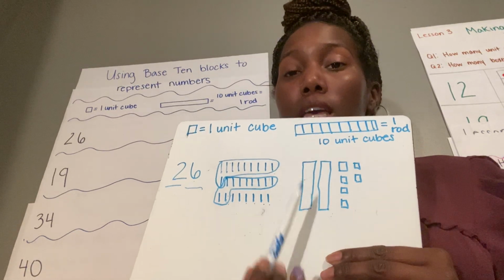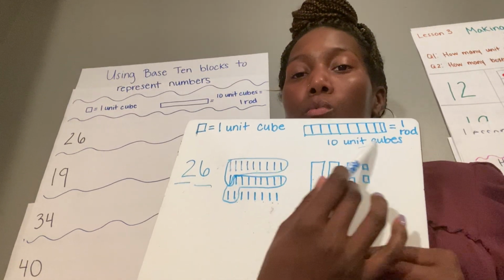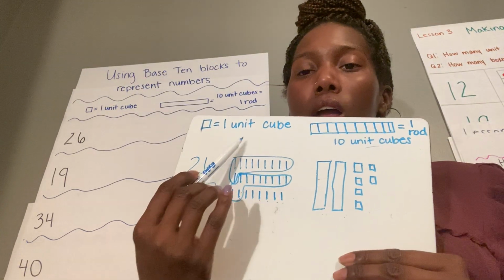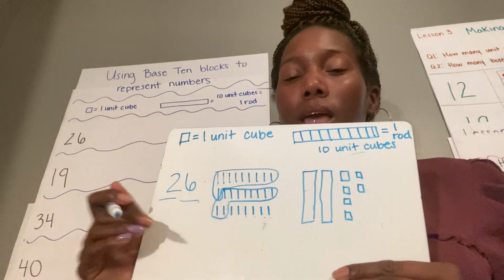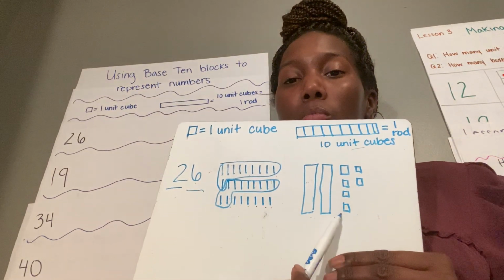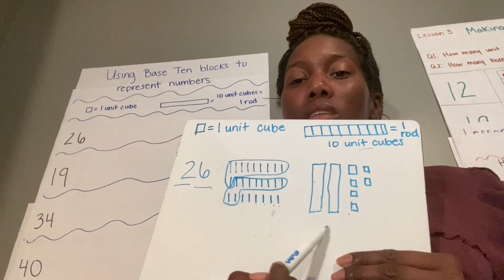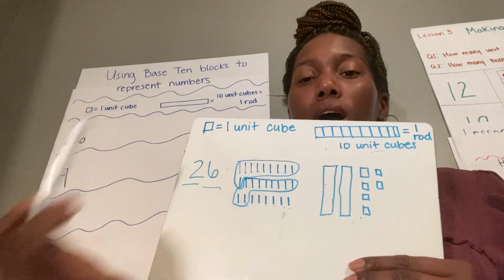Our rectangles are our rods, and our squares are our unit cubes. Always keep that in mind. Ones are shown by the unit cubes, and groups of 10 are shown by the rods.